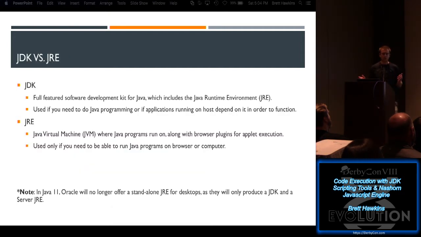What's the difference between the JDK and JRE? Really, the JDK is used if you need to develop applications, or if you have a Java web application, you would need the JDK installed on there. The Java runtime environment is just for your normal user. It's just got the Java virtual machine on there where Java programs can run, including Java applets. Bob from accounting doesn't need the JDK. He just needs the Java runtime environment.